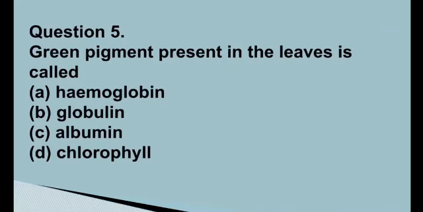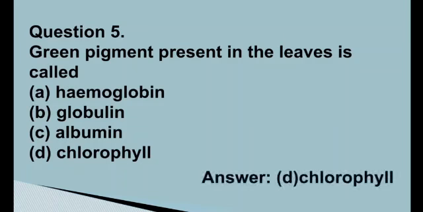Now we have question number 5. The green pigment present in the leaves is called. Your options are option A hemoglobin, option B globulin, option C albumin, and option D chlorophyll. You need to tell me the green pigment. What is the name of the green pigment which is present in the leaves? As we know, it is known as chlorophyll. So the correct option will be option D.